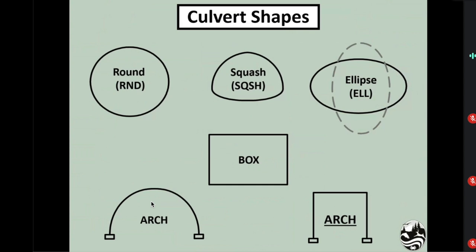So here's some different shapes. We talked about the material. We did talk about a few of the metrics, but we do see these. And we already saw a lot, right? Round, squash. Now the RND for round is what you'll see on the level A sheet, and same for squash, and ellipse is ELL. Luckily, all of these are on the back side of our level A form.